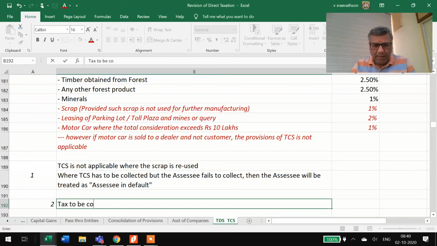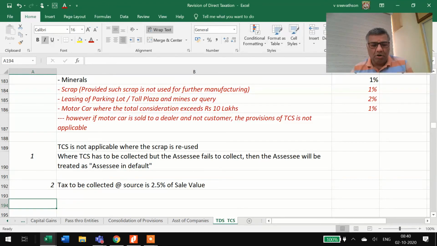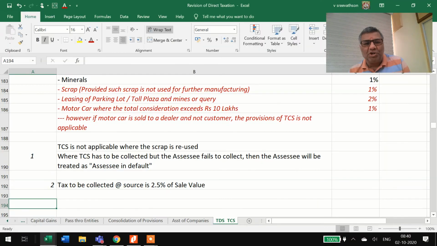Tax to be collected at source, sorry, not deducted, collected at source is 2.5% of sale value. H Limited, a manufacturer of luxury cars, sold 50 cars on 1/9/2009 to its dealer, each car costing 20 lakhs. TCS provisions are not applicable.